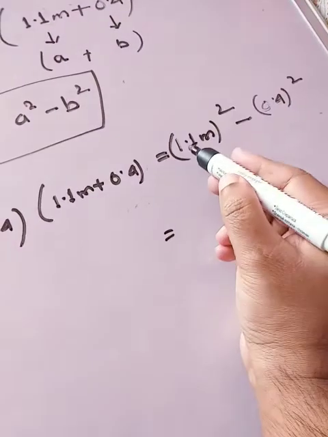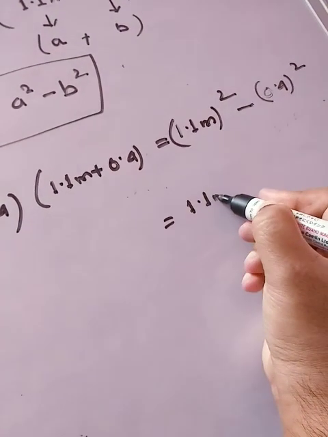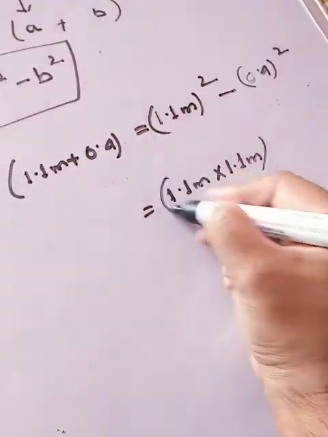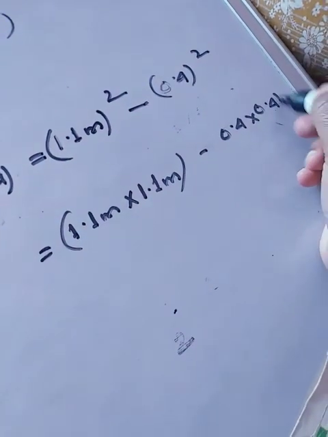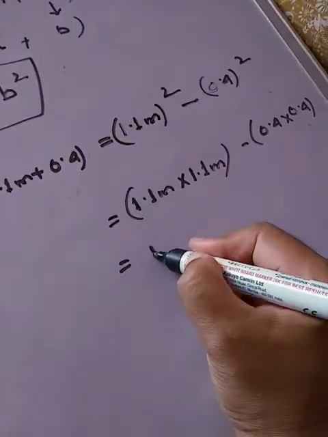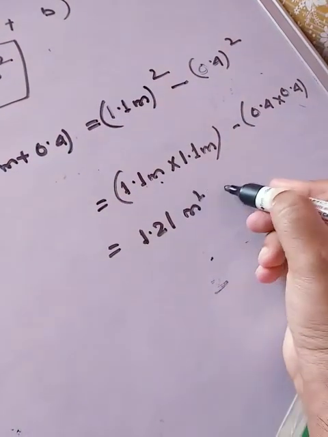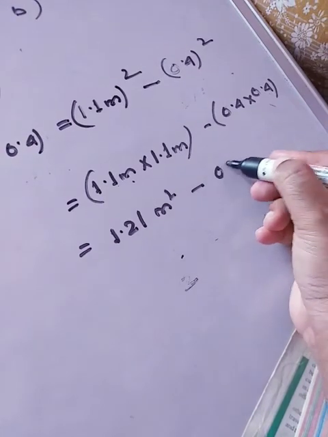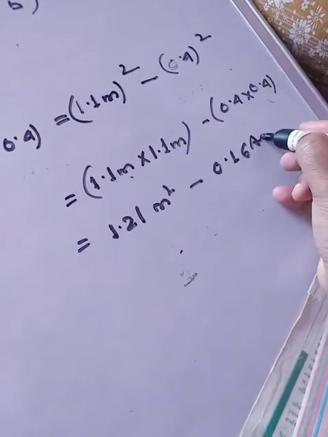When you multiply 1.1 into 1.1, it is written like this: 1.1 m into 1.1 m, and minus 0.4 into 0.4. When we multiply 1.1 into 1.1, the answer will come 1.21. M into m is m square. And if you multiply 0.4 into 0.4, the answer will be 0.16. So, this is your required answer.